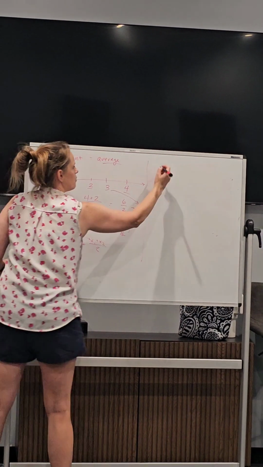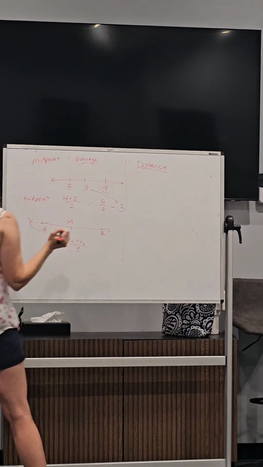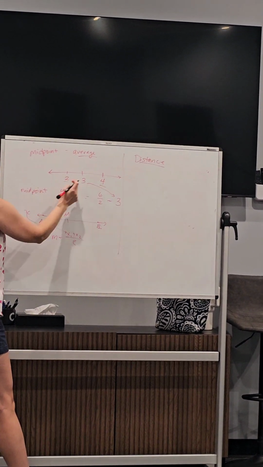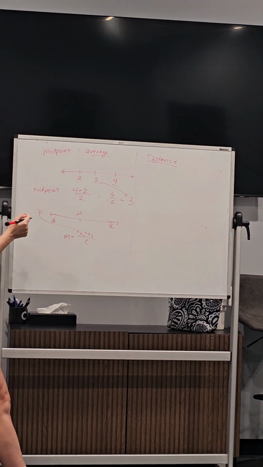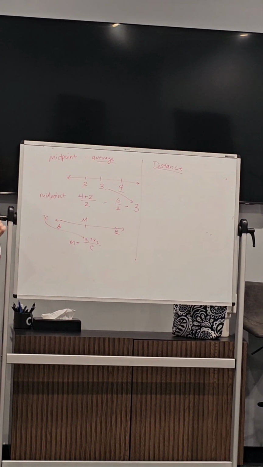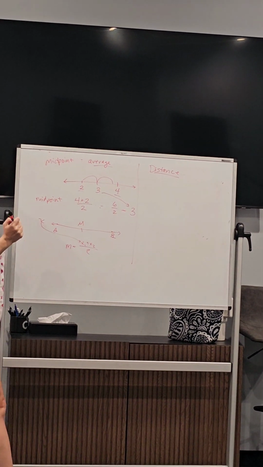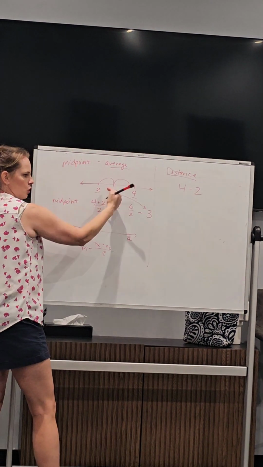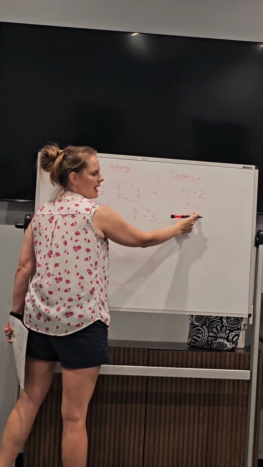We can also do distance. We can also do the distance between point A and B. So what is the distance between 4 and 2? 2. The distance. How did you do that? You counted. You literally went 1, 2, right? You could have also done 4 minus 2, right? You could have also done 2 minus 4, but that would have given me -2.